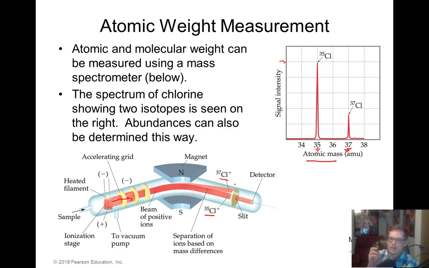So it sends these ionized gases around a corner super fast, and because they're going super fast trying to make a turn, the lighter elements are going to get separated out from the heavier elements because they're able to go faster. All right, so they come around and then they can get separated out.